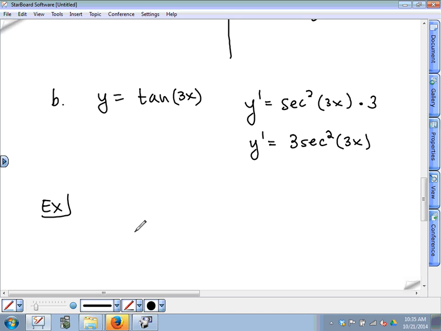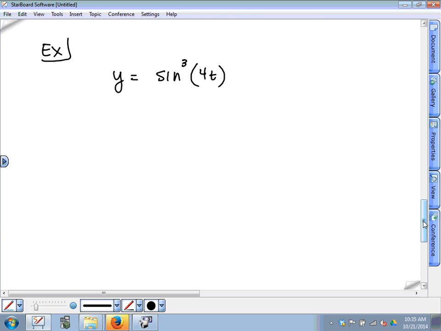All right, last example. Y equals sine cubed of 4t. Now, first thing you need to realize, you guys, there is no difference between sine cubed of 4t and sine of 4t, quantity cubed. Both of those mean the same thing.